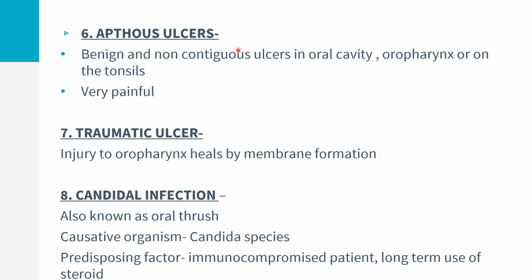and it can also be caused due to increased intake of acidic food, or increased stress might lead to aphthous ulcer. They are benign and non-contiguous ulcers in the oral cavity, oropharynx, or on the tonsil. They are very painful. And traumatic ulcer is caused due to trauma. It can occur due to a toothbrush or any foreign object such as a pencil or fingering in the mouth can lead to traumatic ulcers. Then the last differential is candidal infection.